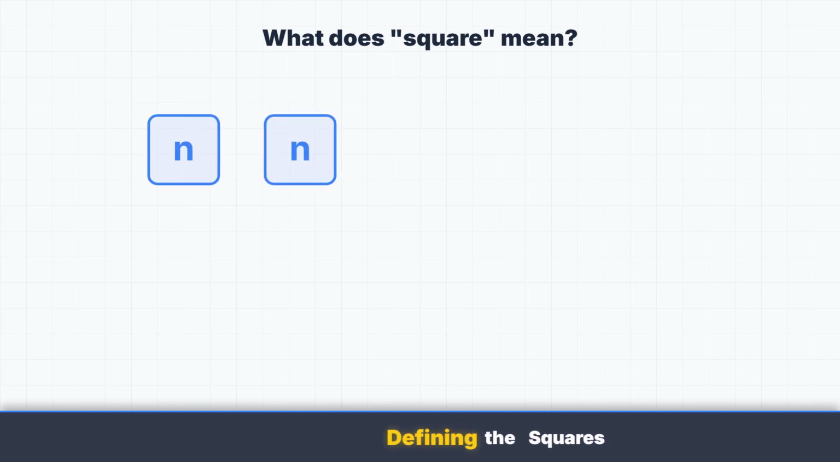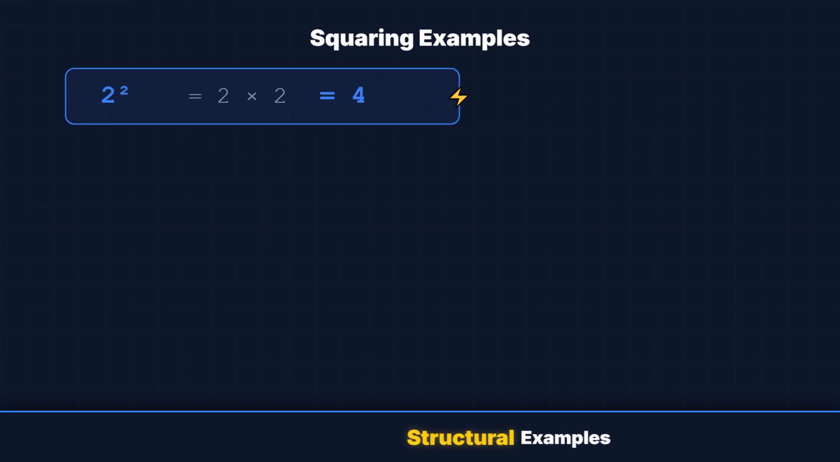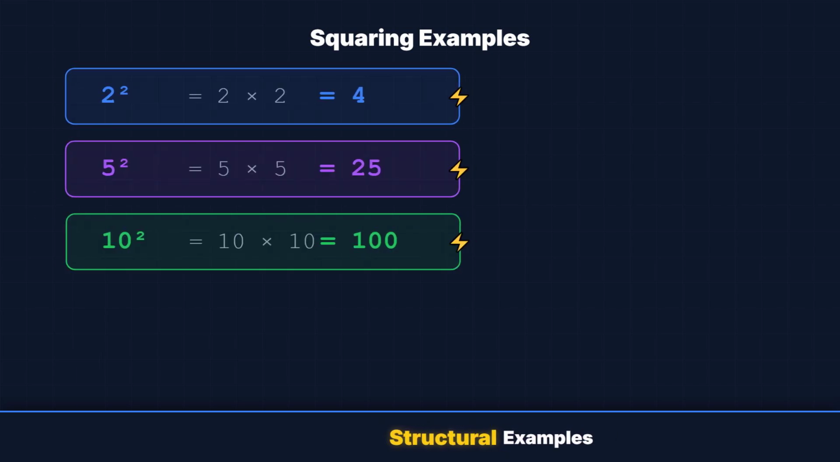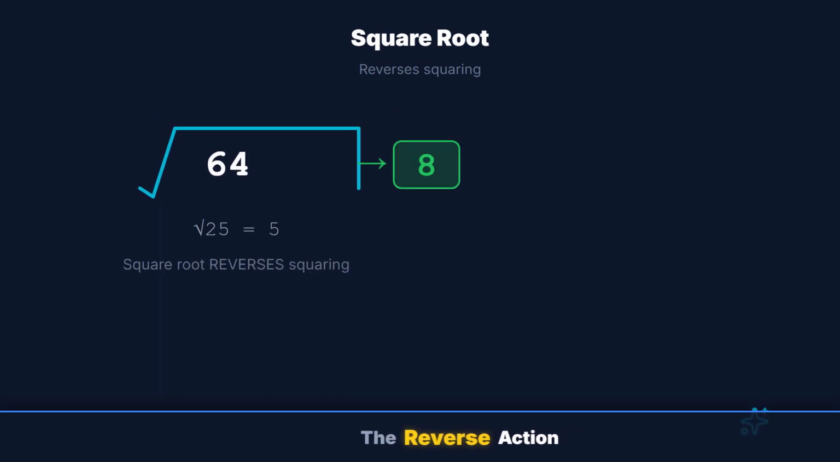What does square mean? When we square a number, we multiply it by itself. For example, 2² is equal to 2 times 2 equals 4. 5² is equal to 5 times 5 equals 25, 10² is equal to 10 times 10 equals 100. Similarly, square root 25 equals 5, square root 64 equals 8. The square root reverses squaring.